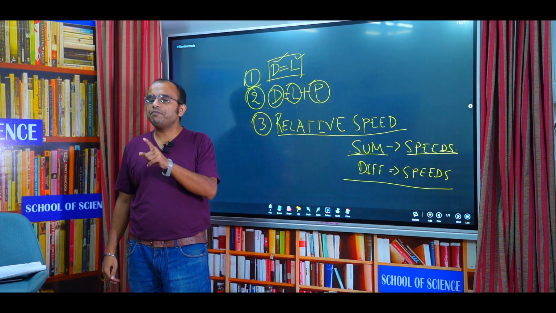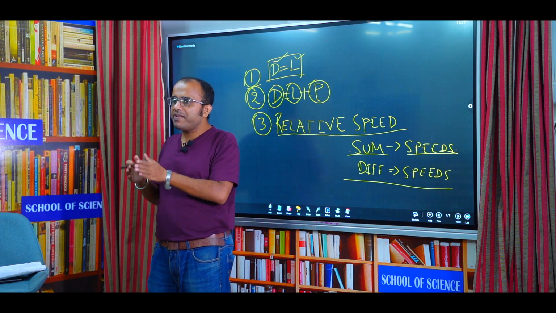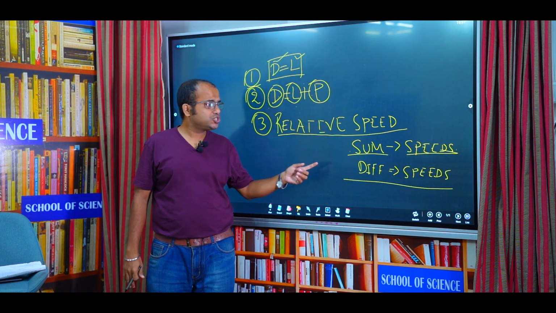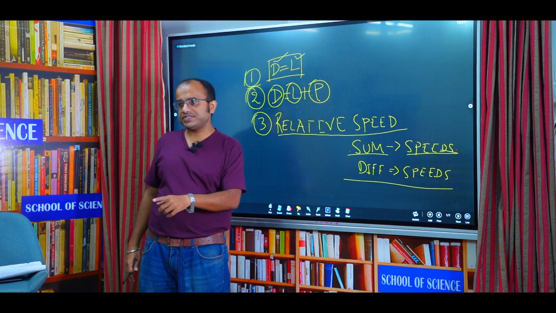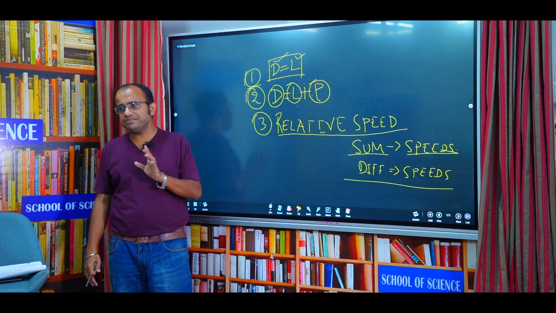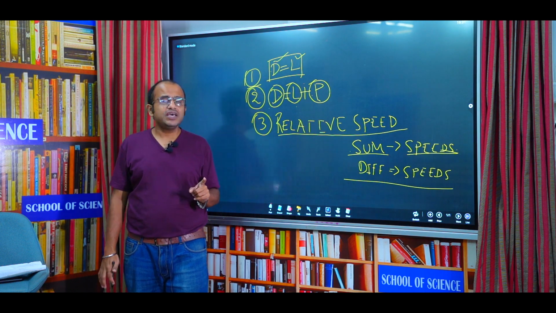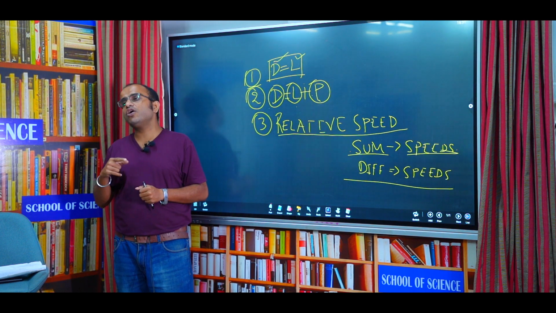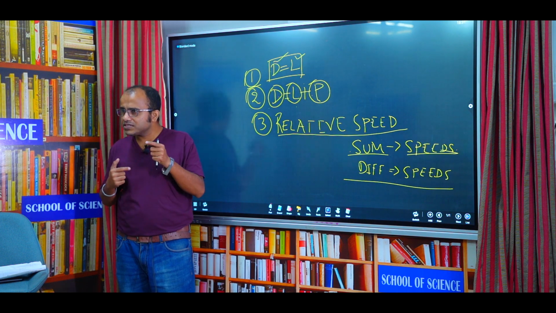And if both the trains, or a train and a man, are going in the same direction, then the relative speed should be the difference of their speeds. So this is the basic relative speed concept: the speed is always summed up for opposite directions and always the difference for the same direction.